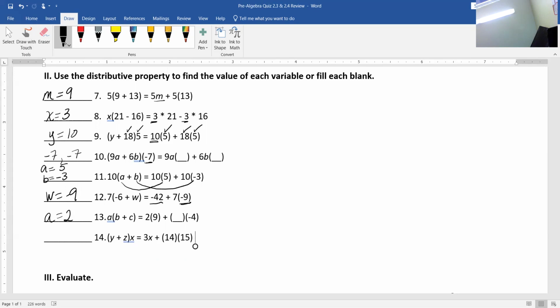This is sort of a multi question here. You have a, let's redo this a little bit. A equals 2. What does b equal? Hopefully you see that b is 9 and c is negative 4. So b equals 9 and c equals negative 4.